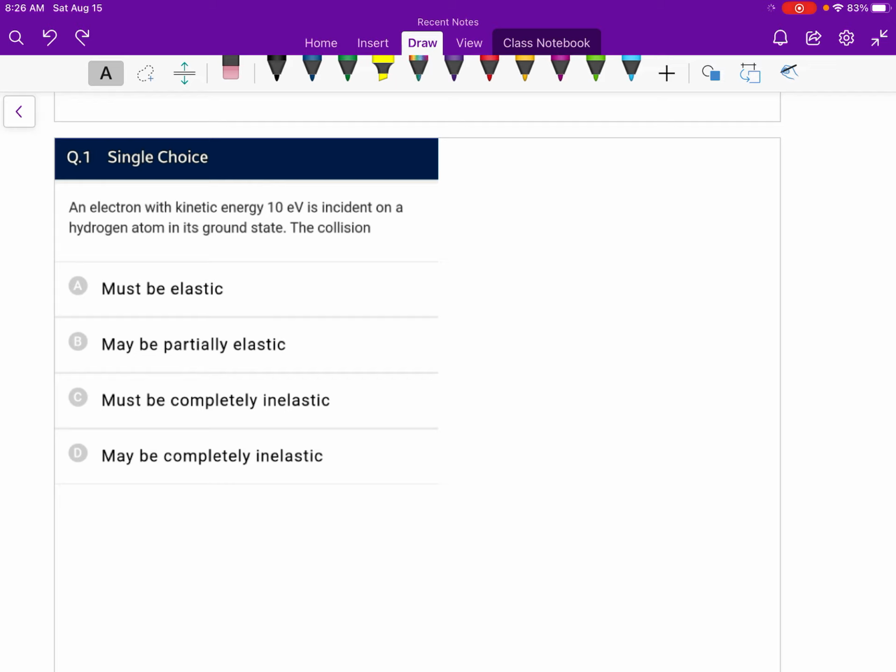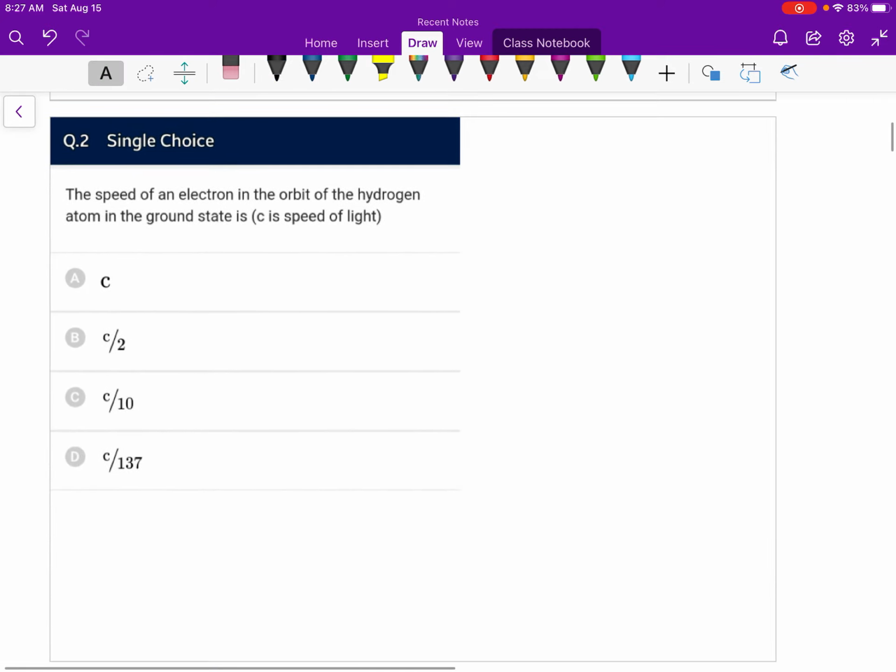So since the kinetic energy is 10 eV and that is not equal to the difference in energy levels, the collision must be elastic. So A is the correct option. The speed of an electron in the orbit of the hydrogen atom in the ground state is, so we know this is standard expression, C by 137.